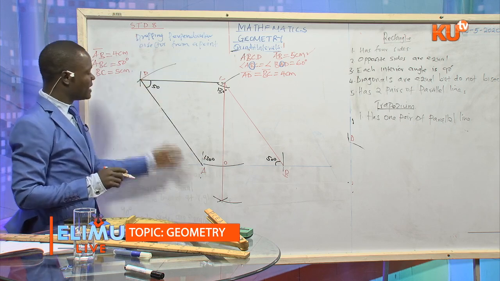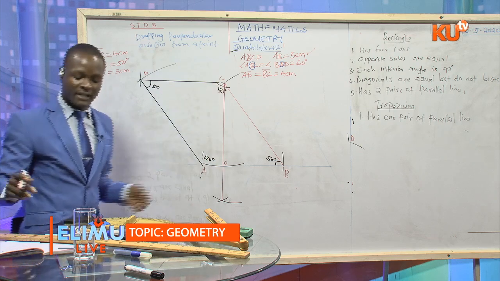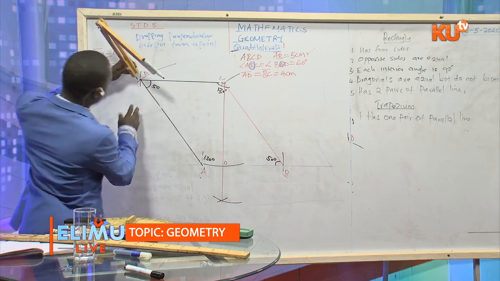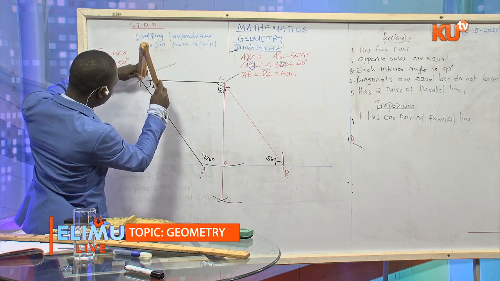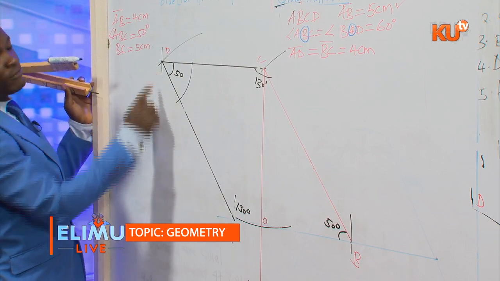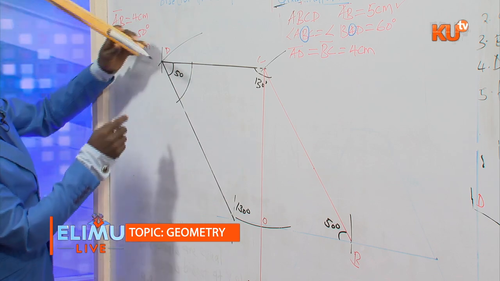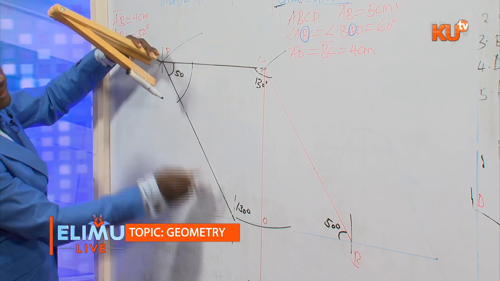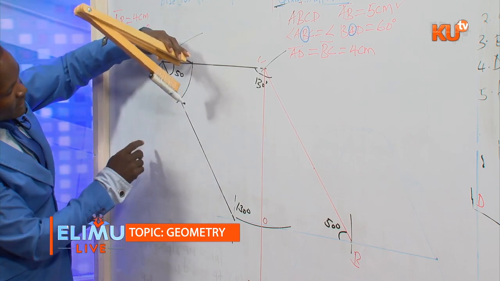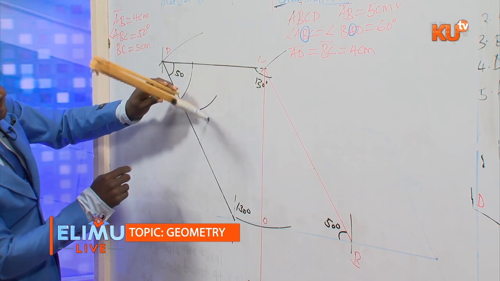Then you can also be told to bisect angle ADC to meet the perpendicular bisector at P. So how do you bisect the angle? To bisect an angle means to divide it into two equal parts. So you stand at D. After standing at D, then you draw an arc like that to cut the lines that form the angle, because angle D is formed by line AD and line DC. Now, after drawing the arc that cuts both line AD and line DC, then come to where the first arc is, draw an arc here, come back here, and draw an arc also here.